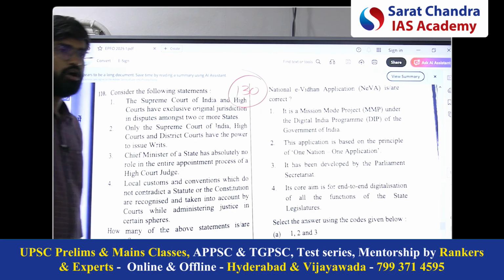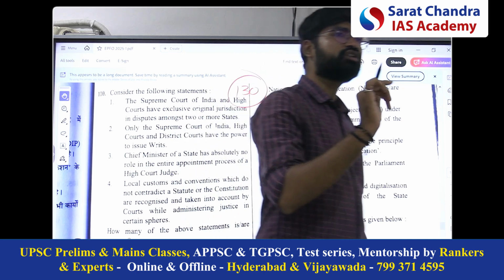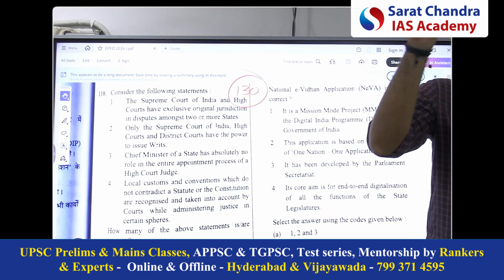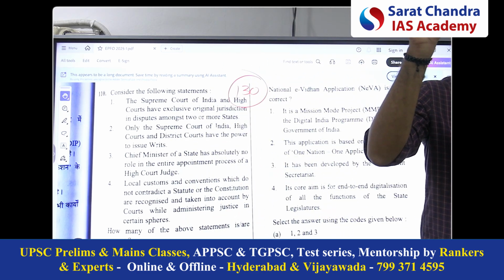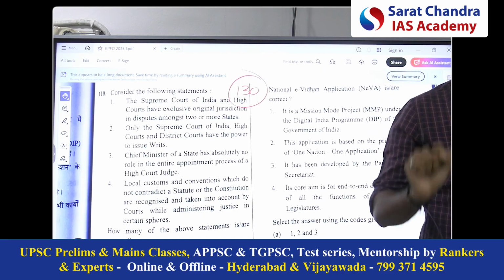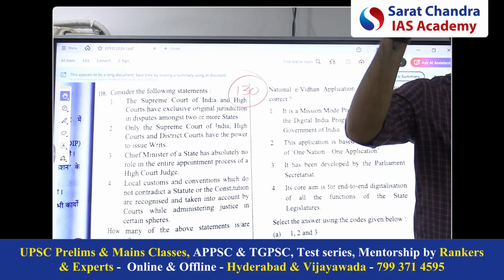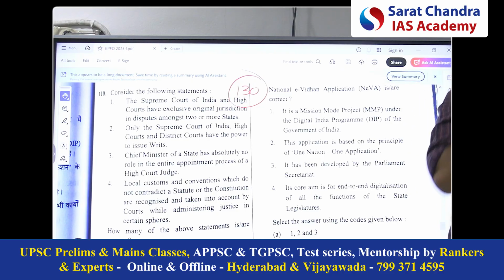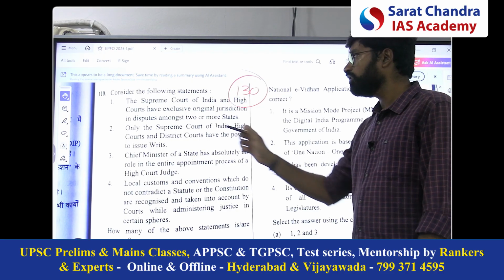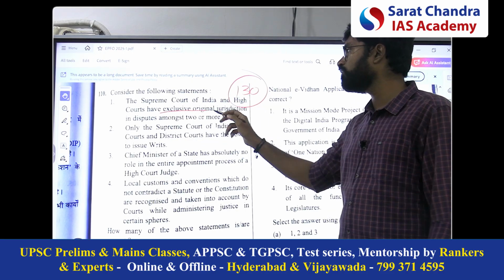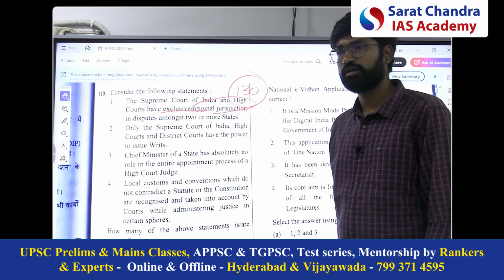Original jurisdiction. Original means, original ante nu direct ga vaalla door e kottachchu. You can go to the Supreme Court and knock the door. That's called original. You don't need to come from the lower court and go to the Supreme Court. Directly you can reach there. That is called originality. So now they are saying that the Supreme Court and High Court has exclusive original jurisdiction.